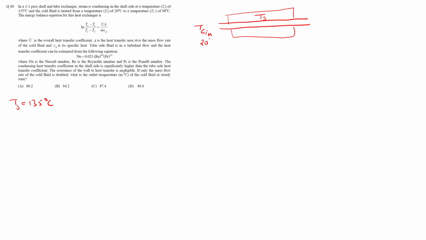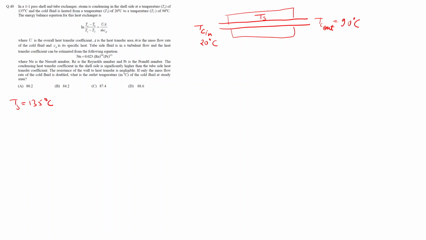So, in this given question, we have been given a single pass shell and tube heat exchanger. Let's just consider a single tube over here, and this will be my shell side. So steam is condensing in the shell side at a temperature of Ts, where Ts is given as 135 degrees Celsius. Similarly, the cold fluid is heated from 20 degrees Celsius to 90 degrees Celsius. So Tc in, we have been given as 20 degrees Celsius, and Tc out, that is the cold fluid outlet temperature, we have been given as 90 degrees Celsius.